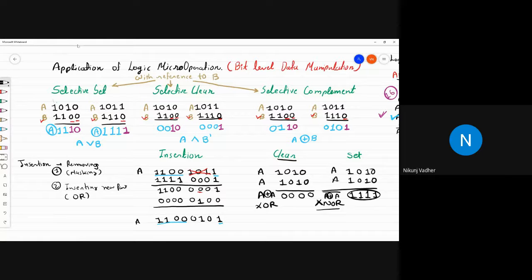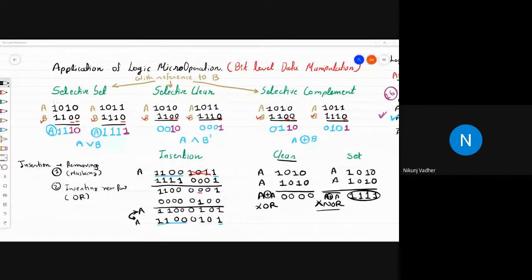So 1 or 0 is 1, 1 or 0 is 1, 0 or 0 is 0, 0 or 0 is 0, 0 or 0 is 0, 0 or 1 is 1, 0 or 0 is 0, and 1 or 0 is 1. So the answer will be 1 1 0 0 0 1 0 1. Now both answers are matching.